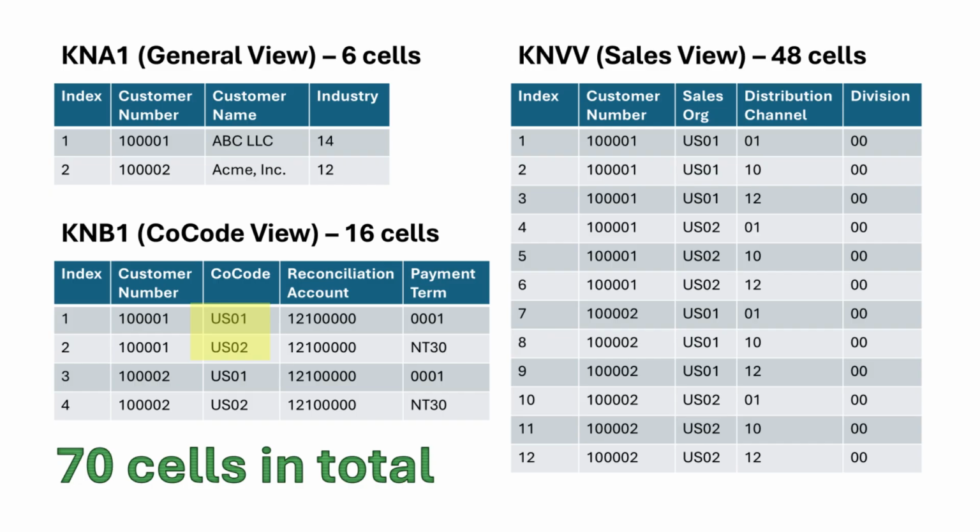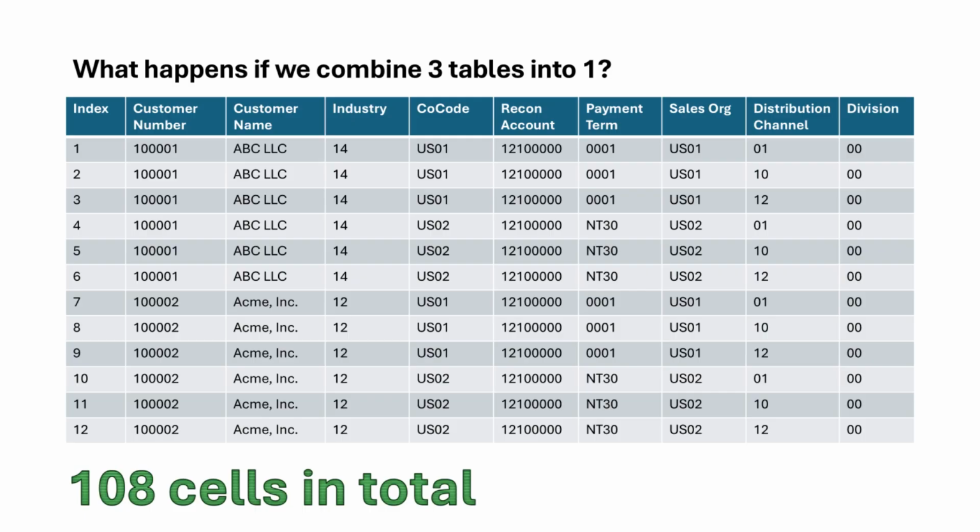Now for simplicity, I didn't include all the columns from each table, just the core ones. If you count the number of cells across the 3 separate tables, you'll get 70 cells in total. But what if we combine the 3 tables together, meaning one giant single table for general, sales, and finance data? Well, you'll end up with 108 cells. That's 38 cells more than before.